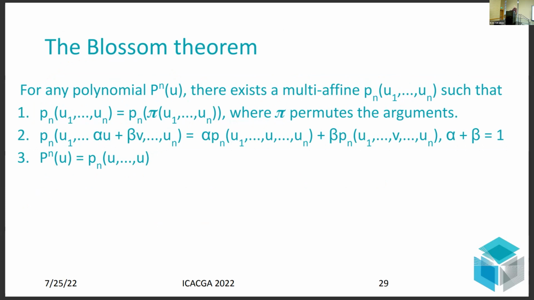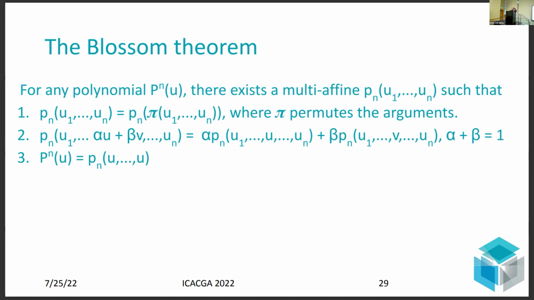So in the early 80s, Lyle Ramshaw at DEC Research, do you remember DEC? VAX and all. DEC Research Center came up with something called blossoming. And I like this idea of blossoming. What his theorem says, what he proved, is that for any degree n polynomial P, there is a multi-affine function p with n variables such that the order of those variables does not matter. You can permute them, you get the same function.